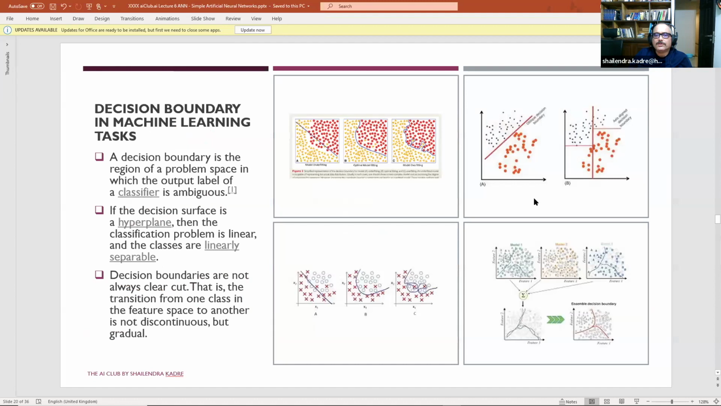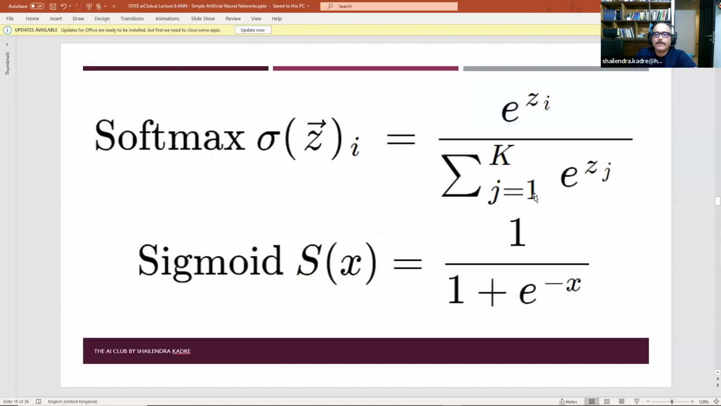Now tell me, anybody, whether softmax and sigmoid are linear or non-linear? Sigmoid is non-linear. And what about softmax? Softmax is also non-linear.